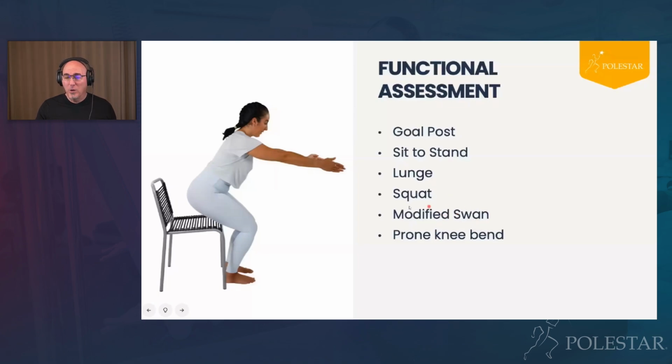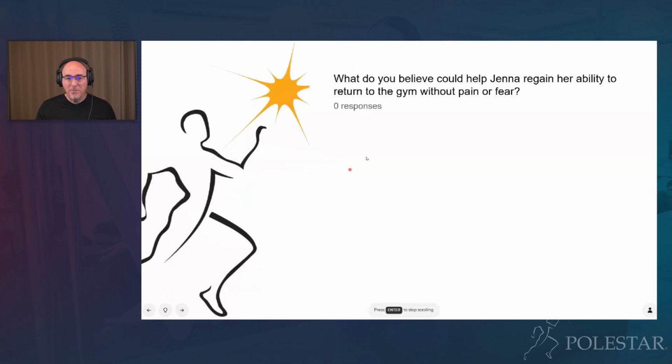Modified swan, I'm really looking at the upper thoracic. I'm not really looking to increase any extension in her lumbar. So big disclaimer there. Prone knee bend, again, I'm looking at all of those hip and knee and lower extremity kinetic chains, looking to see if those fascial trains are too restricted in relationship to her hip extension and lower extremity extension chain. So these are just some ideas. And again, there's not a wrong answer on this necessarily.